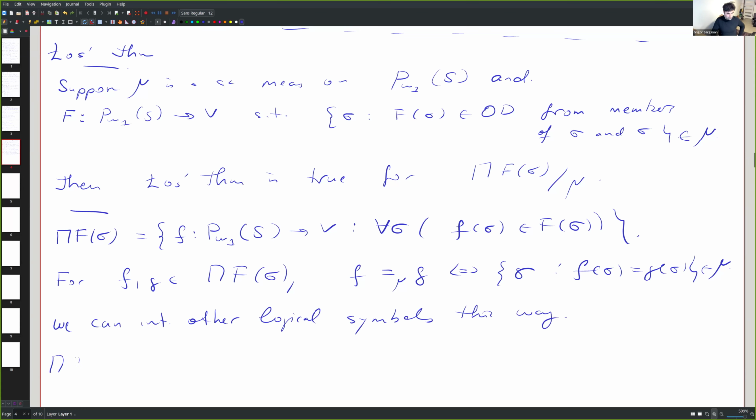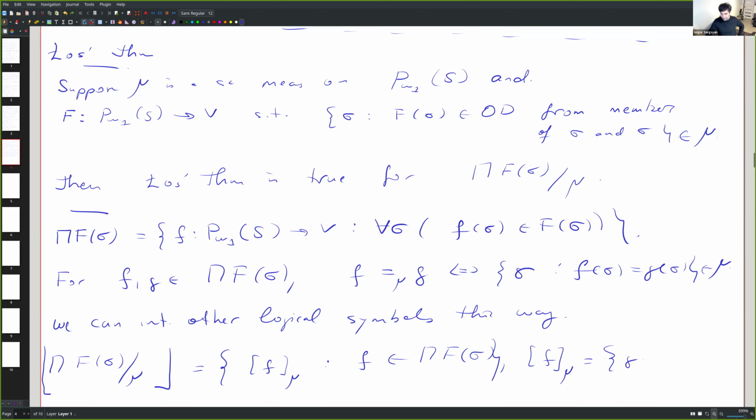So the universe of this structure, the ultrapower by mu, is really just the equivalence classes. It is the set of f mu, where f belongs to the product, and this is just the set of all g in the product such that g is equal to f. Okay.